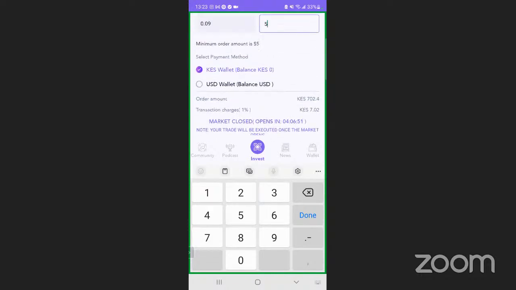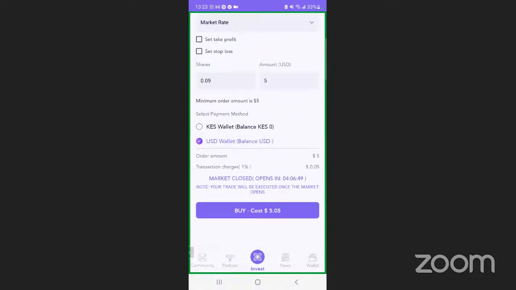And then you can choose your wallet. Let's say you choose the USD wallet, and then buy. And this is the cost. You can see the order amount will be $5. The transaction charge, as I had mentioned in previous webinars, we charge 1% for both Kenyan and US stocks. So transaction charge will always be 1%. So what's 1%? That's 0.05 USD. So basically, you'll be spending 5.05 USD to make this investment. And then you're told the market is closed, but the market will open in the next 4 hours, right? So your trade will be executed once the market opens.